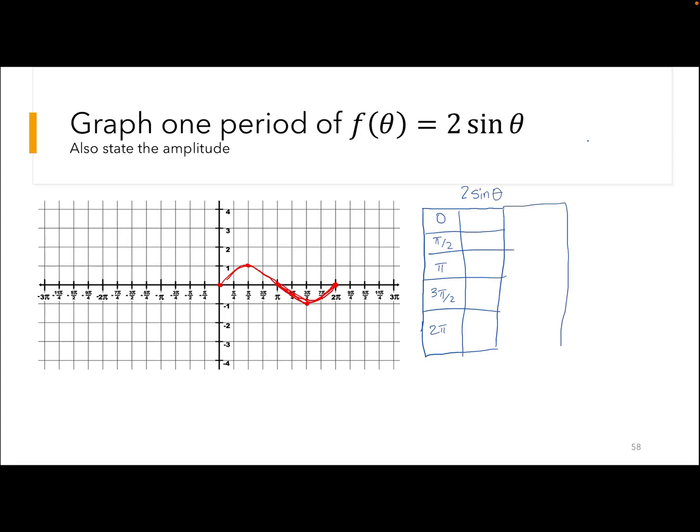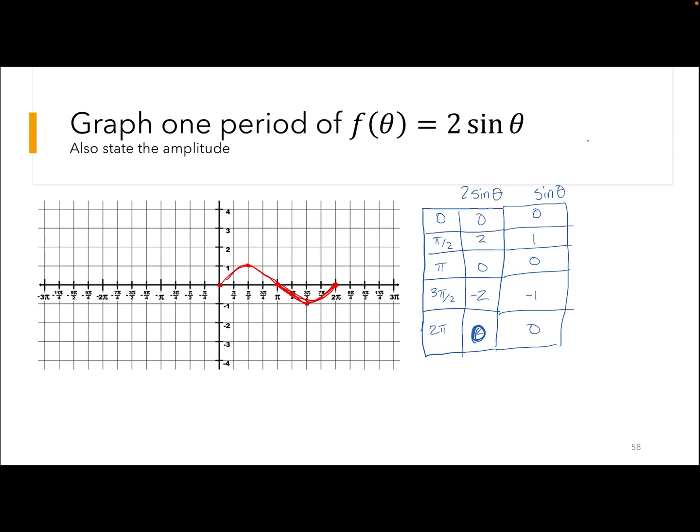So we're going to actually do this slightly backwards. We'll add one more column so we can put those old sine values in. So the old sine values were 0, 1, 0, -1, and 0. So now all we're doing is multiplying these values by 2. So 2 times 0 is still going to be 0. 2 times 1 is going to be 2. 2 times 0 is going to be 0. 2 times -1 is -2. 0 times 2 is 0. Why did I put 2?